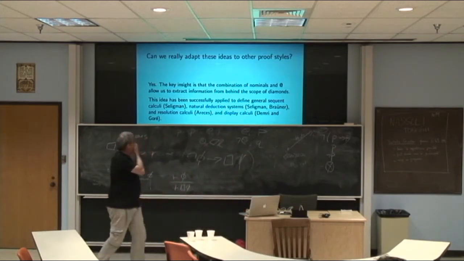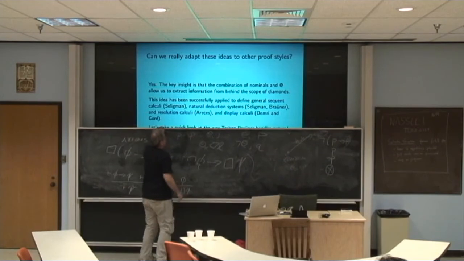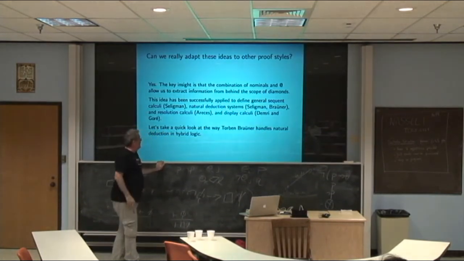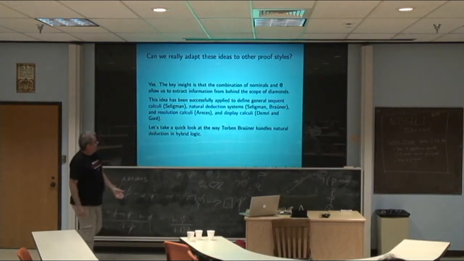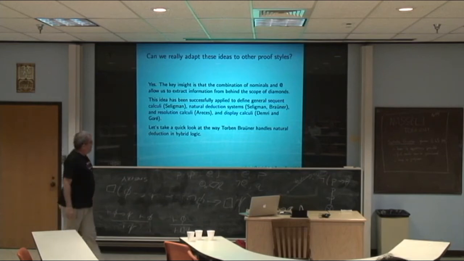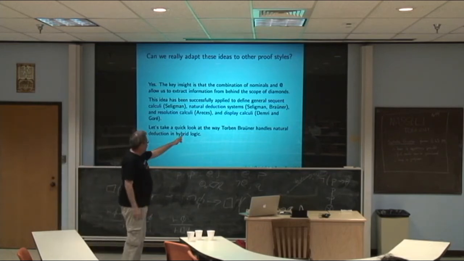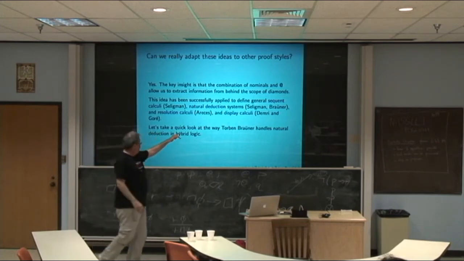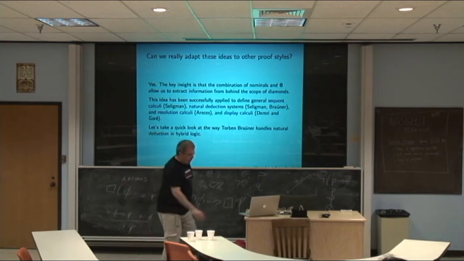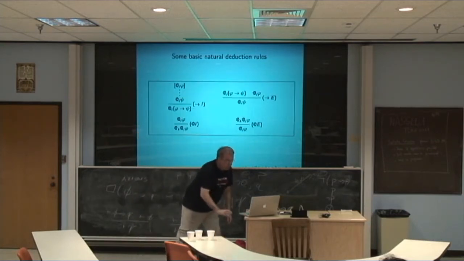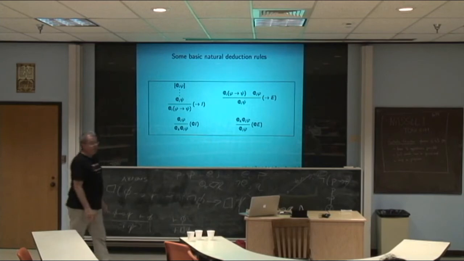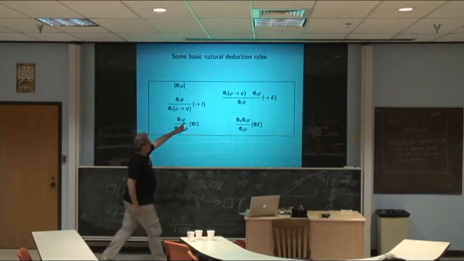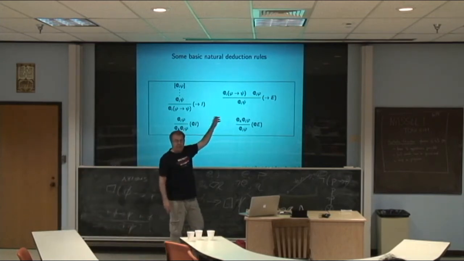So, can we adapt these ideas to other proof styles? Well, yes we can. Jerry Seligman did a lot: sequent calculi, natural deduction. A colleague of mine at Roskilde, Torben Braüner, has written a good book on proof styles for hybrid logic. I will briefly give you a couple of slides on natural deduction. Natural deduction works kind of nicely. Actually, there are various styles of natural deduction. There's also what we call Seligman's style, which works very differently.